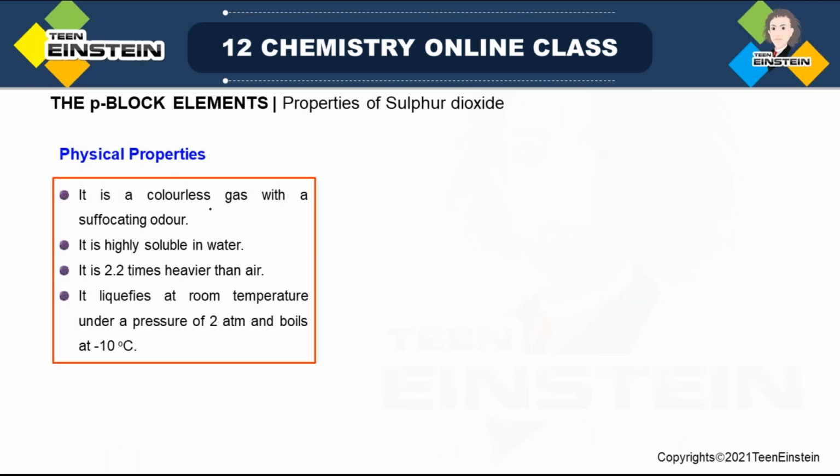Properties of sulfur dioxide. It is a colorless gas, but there is a suffocating odor. Water solubility is very good, it is 2.2 times heavier than air, and it liquefies at room temperature under a pressure of 2 atmospheres. So room temperature liquefaction is possible, but you have to increase the pressure to 2 atmospheres. Boiling point is minus 10 degrees centigrade.